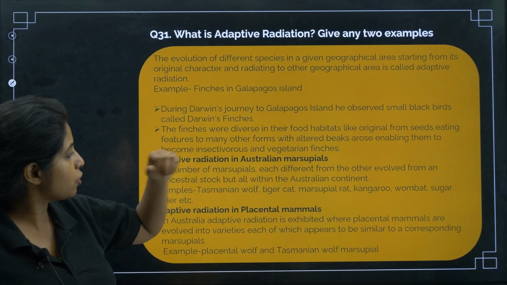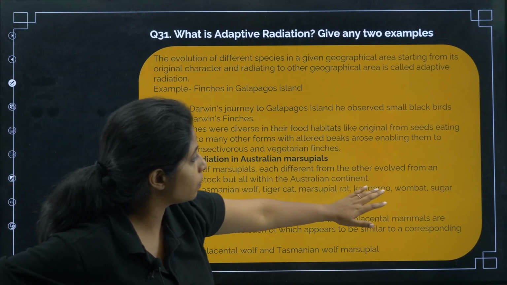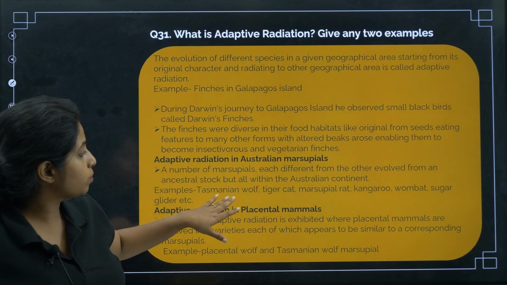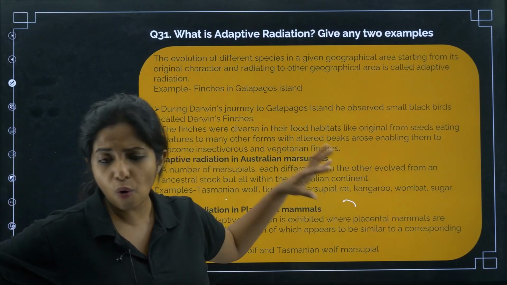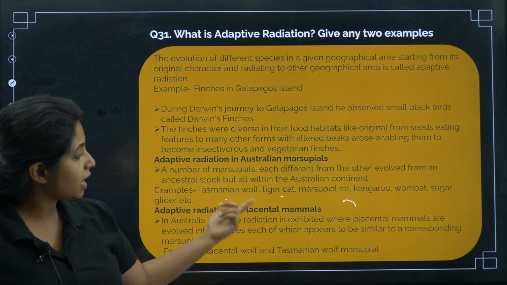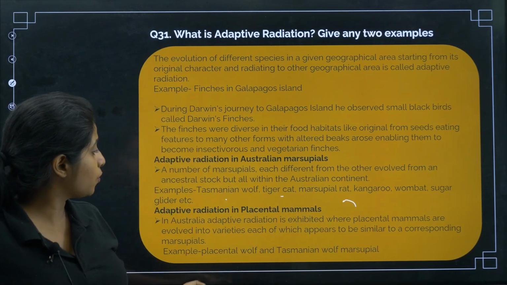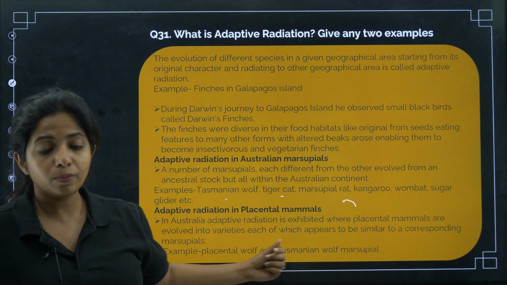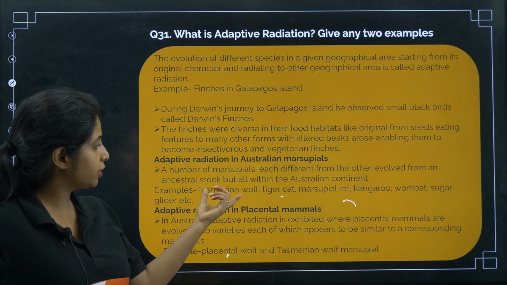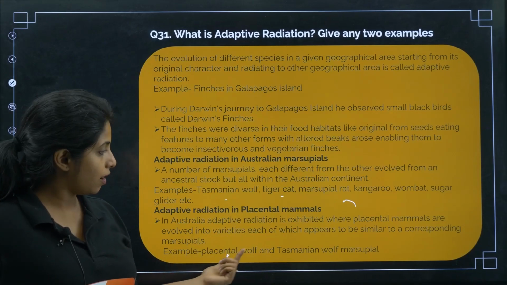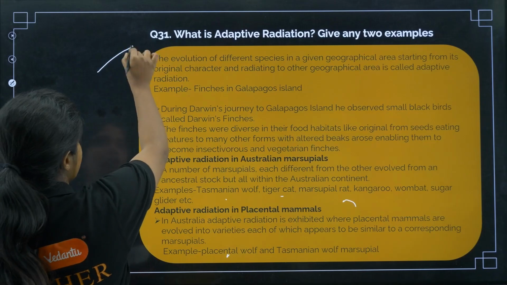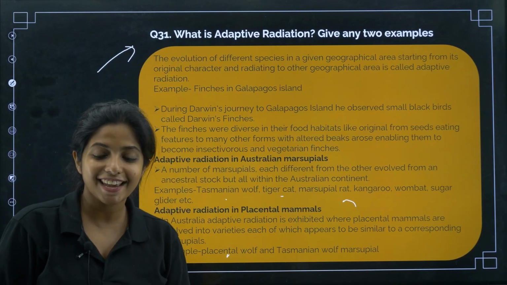Now, adaptive radiation in marsupials. A number of marsupials, each different from the other, evolved from an ancestral stock, but all within the Australian continent. For example, Tasmanian wolf, tiger cat, marsupial rat, kangaroo, all of them from a common ancestor, my dear children. Similarly, placental mammals also. In Australia, adaptive radiation is exhibited where placental mammals evolved into varieties which appear similar to the corresponding marsupials. I told you, in the same habitat they are coming. So, there is a placental wolf for the Tasmanian wolf. They both have the same character. So, this becomes your answer for adaptive radiation.